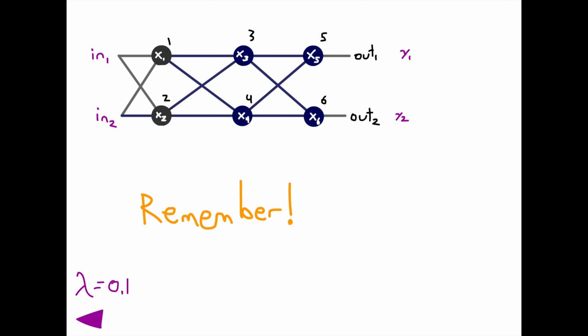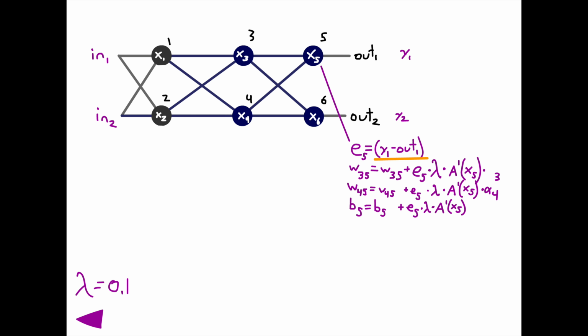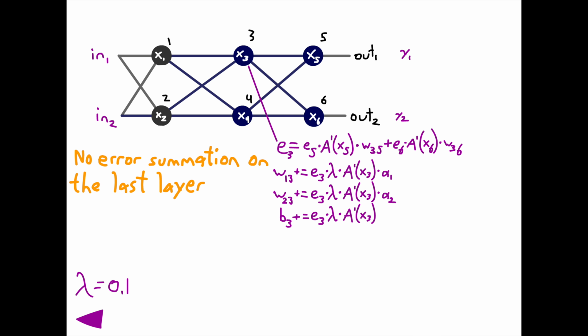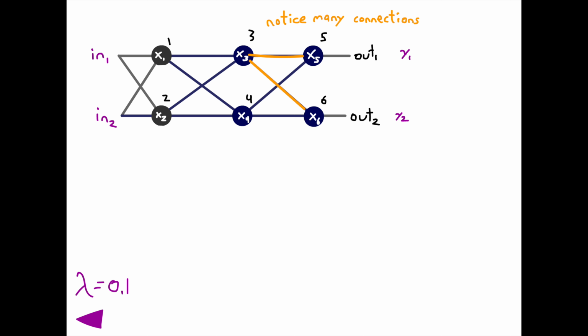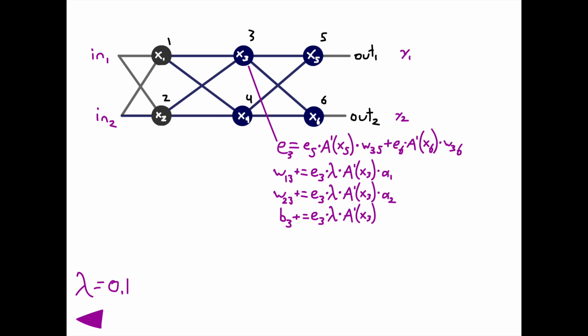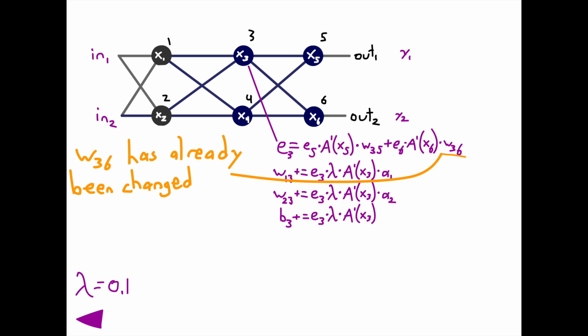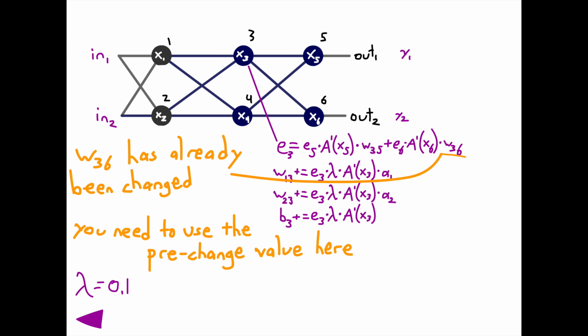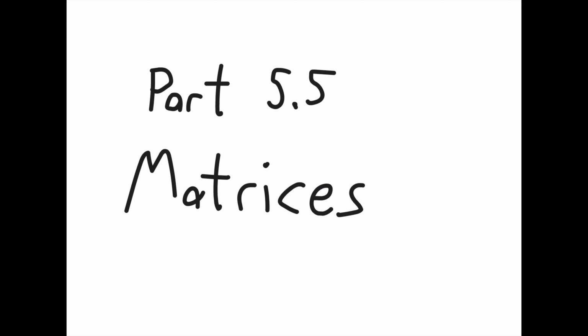Two important things to note. The first thing is that error calculation is different for the last layer. Remember that there's no summation because there's already a set value for loss. The second thing is that the algorithm requires the weight and bias values, so make sure that when you're changing them, you do it in a way that doesn't also affect the calculations.